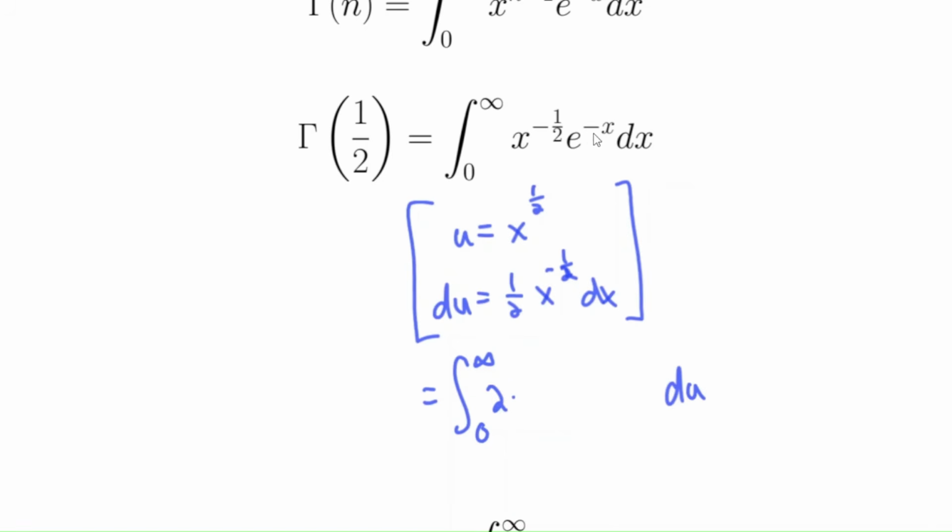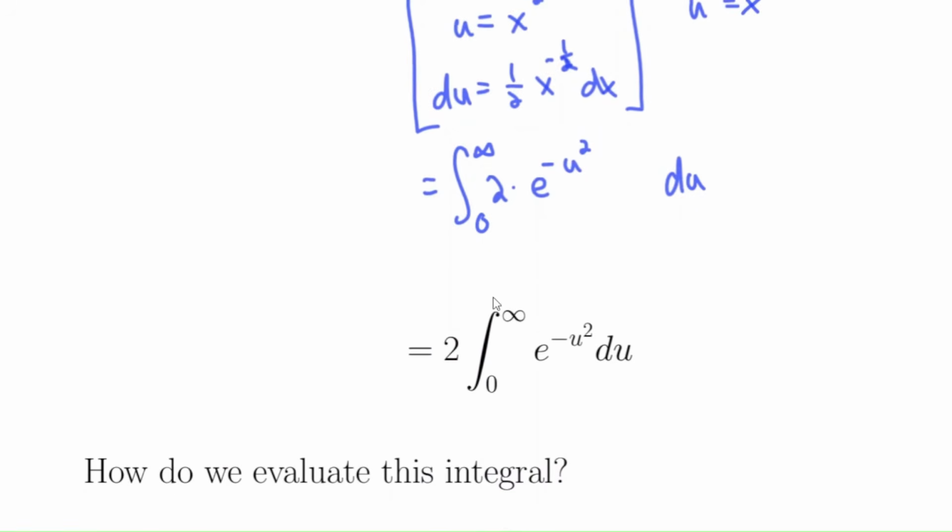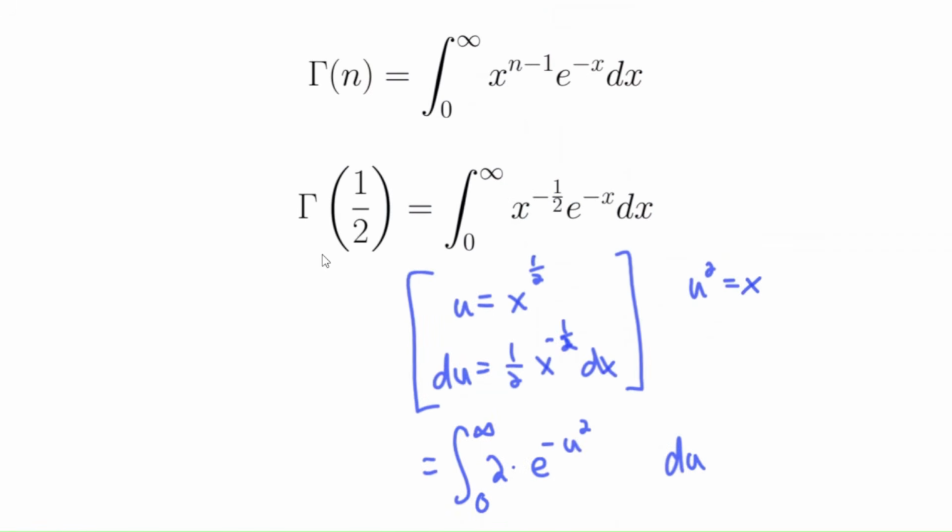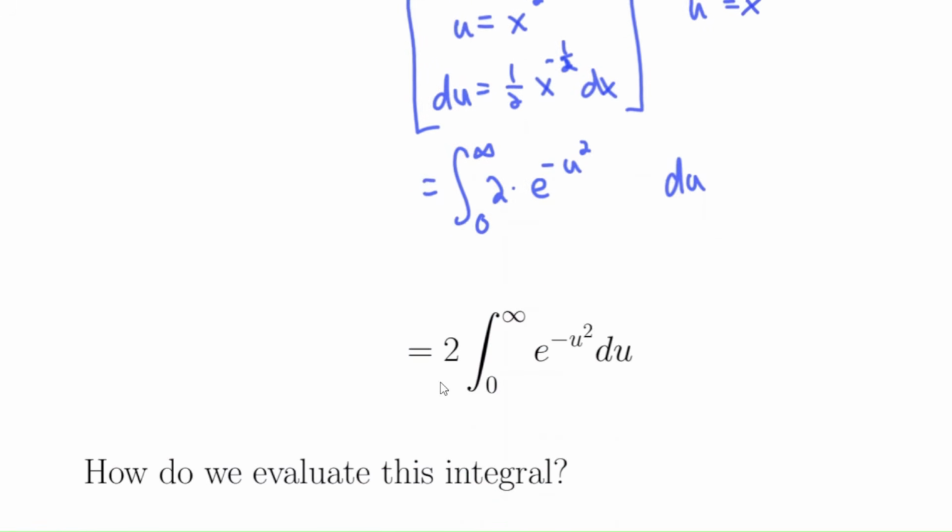Now what about e to the negative x? Well, what is x? If u is x to the 1/2 power, u squared is equal to x. So we get e to the negative x, but that's e to the negative u squared. And of course now we can bring the 2 out in front of the integral. What we end up with is gamma of 1/2 is equal to 2 times the integral from 0 to infinity of e to the negative u squared du.